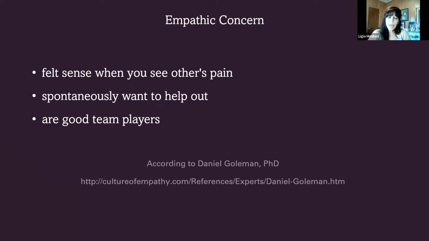Now, empathic care also makes people good team players. So they can work in a team and as a team. That is valuable for organizations. When people can work as a team, they're good team players. Being able to experience empathy, care, and concern has a great value there.